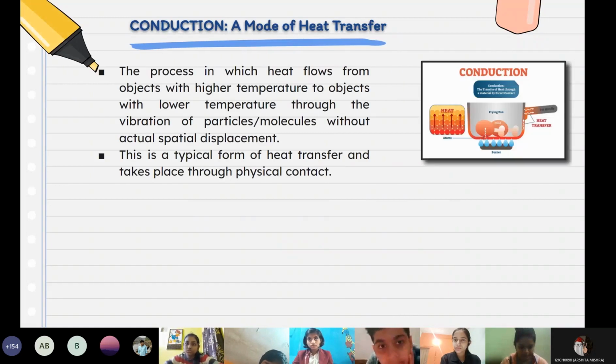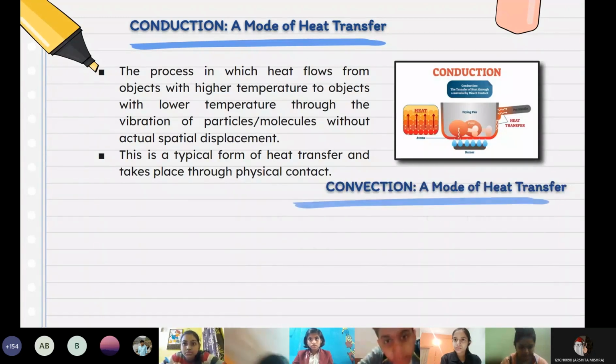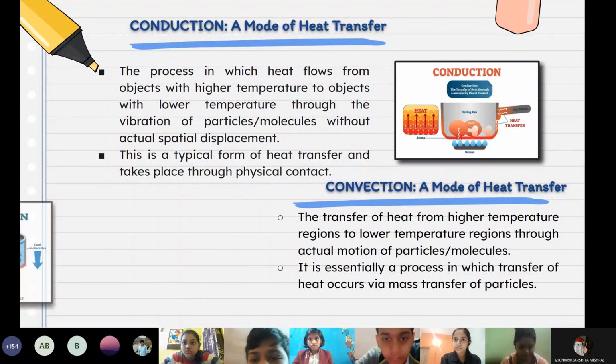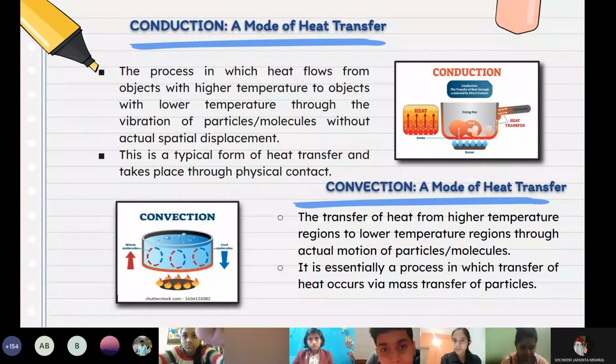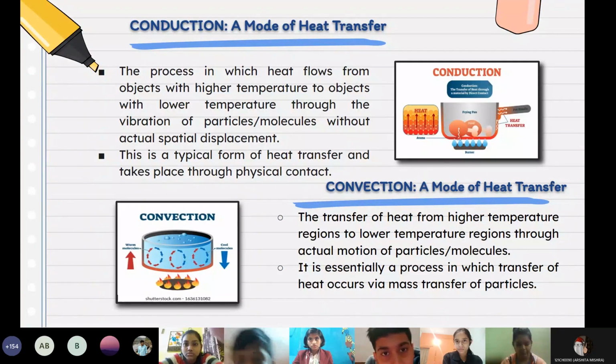So now let's understand what is conduction. The process in which heat flows from objects with higher temperature to objects with lower temperature through the vibration of particles, molecules, without actual spatial displacement. So this is a typical form of heat transfer and takes place through physical contact.